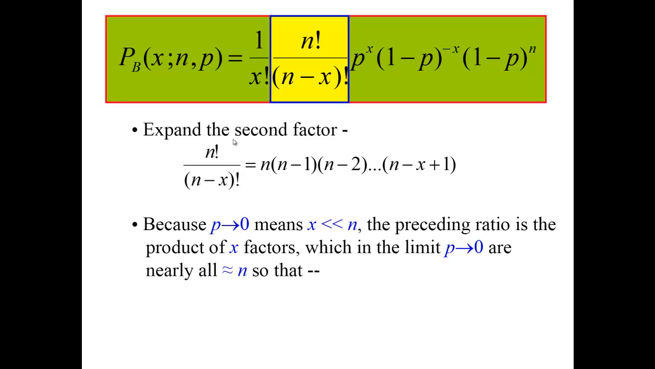Now let's look at the product of all these terms. You can show by inspection that there are x of these terms here. And if x is small compared to n, then each of these terms is essentially the same size as n. And so to a good approximation, this is simply n times n times n x times, or n to the x power. So the limiting case for this ratio, where p goes to 0, in other words, where x is small compared to n, is we get n to the x power.